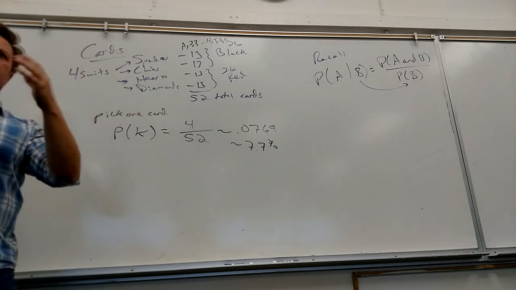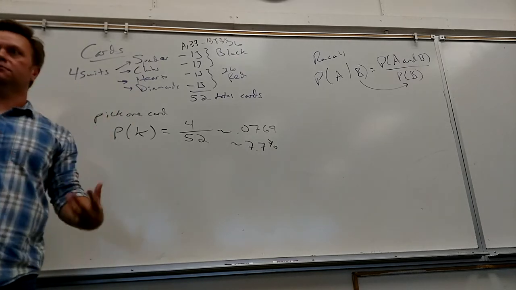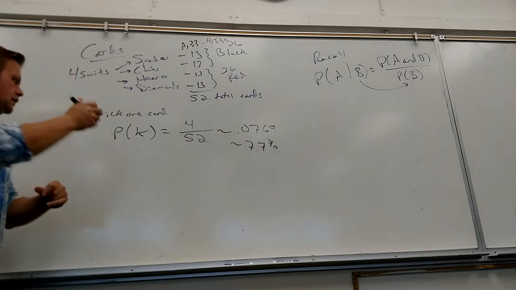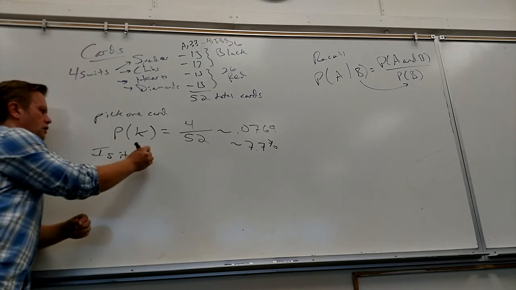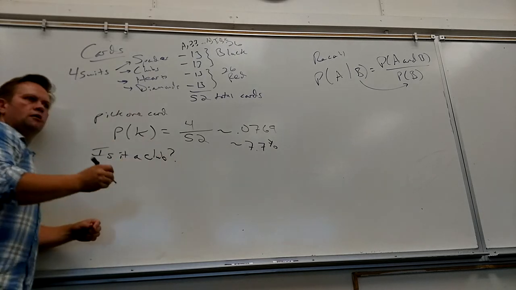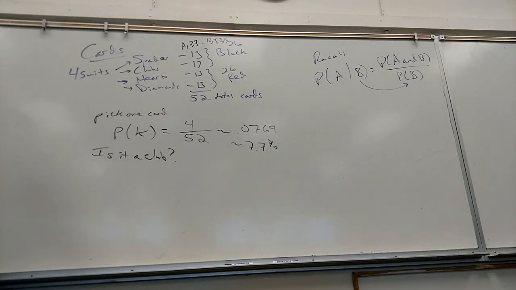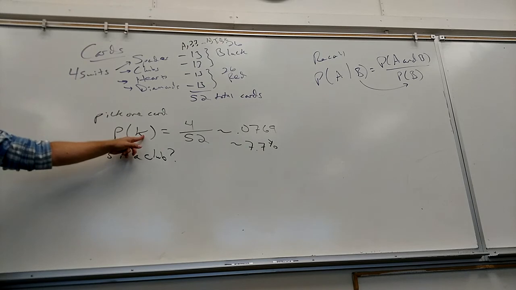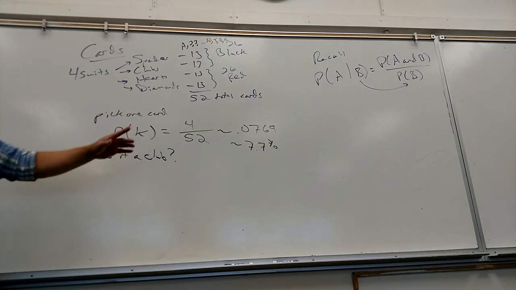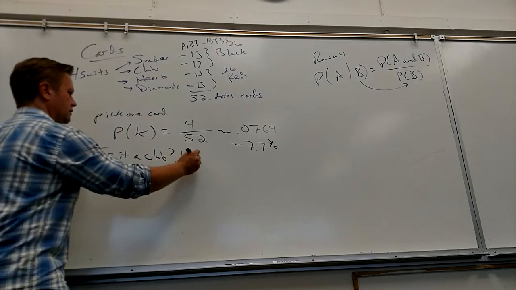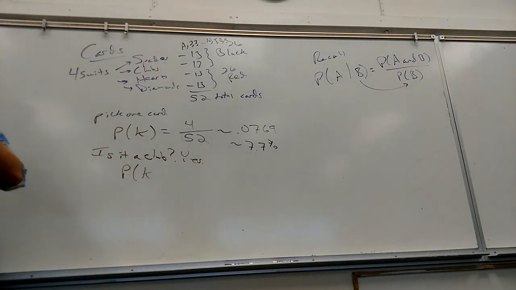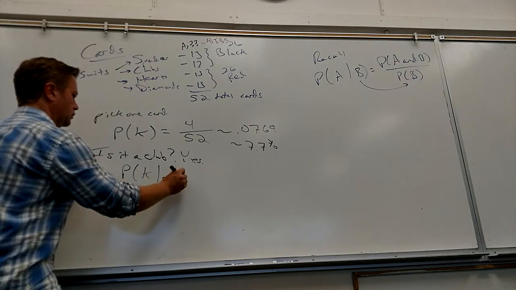You could ask, is it black? Is it red? Is it a club? So let's say you want to know, is it a club? And I say, yes, it is a club. Did that change your probability of making money at all? No. Let's see. So really what I'm asking is, didn't I give you information? I say, yes, it is a club. So I just told you it is a club, right? Given that it's a club, what's the probability it's a king?